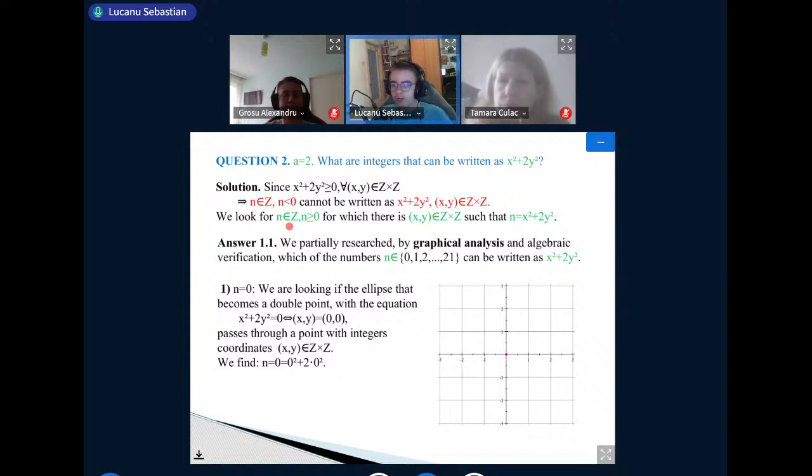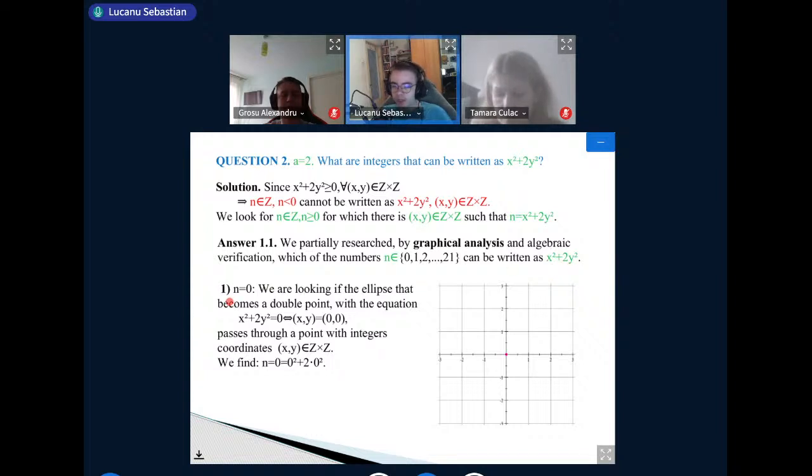We look for integers n, with n bigger or equal to 0, for which there are integers x and y such that n equals x squared plus 2 times y squared. The first answer: we partially researched, by graphical analysis and algebraic verification, which of the numbers from 0 to 21 can be written as x squared plus 2 times y squared.